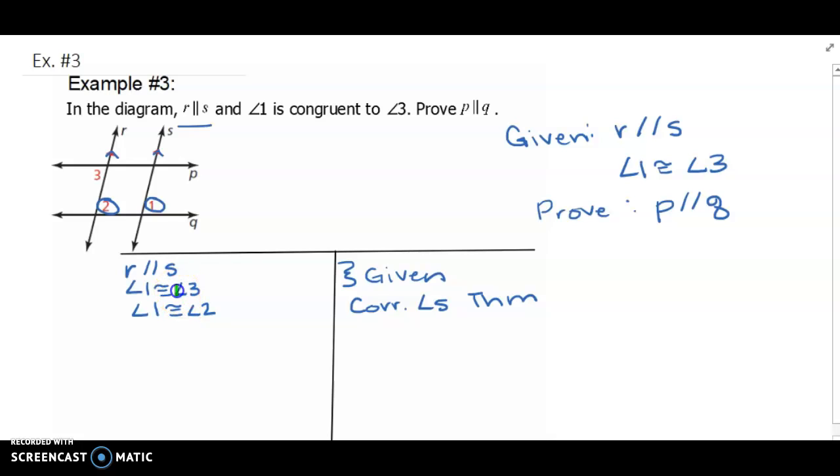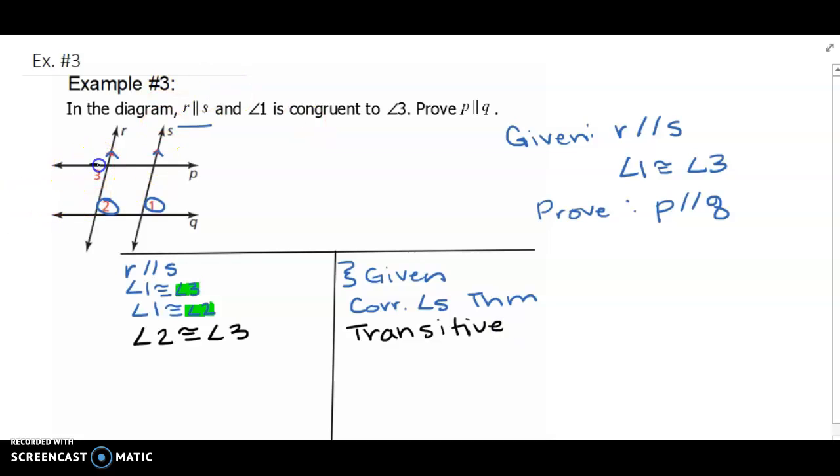So if angle 1 is congruent to angle 3, and angle 1 is also congruent to angle 2, that means that angle 2 has to be congruent to angle 3. So that's the transitive property, and if you like substitution better, that's fine.